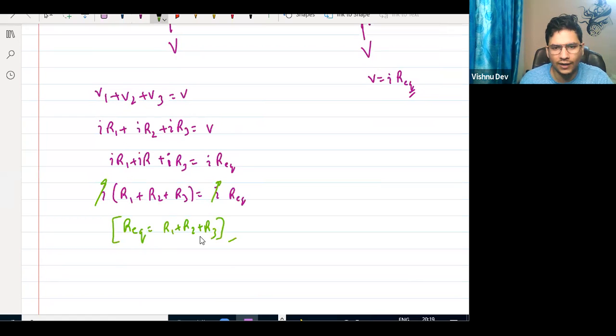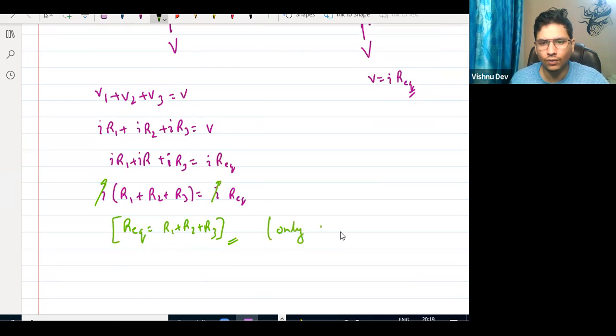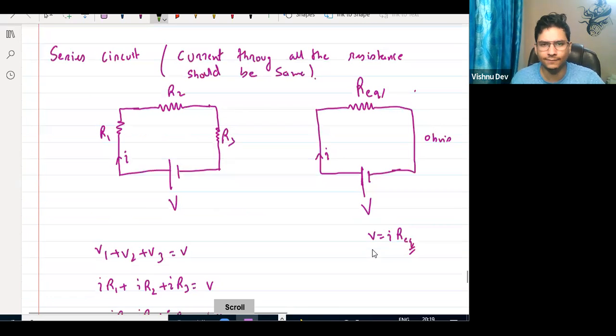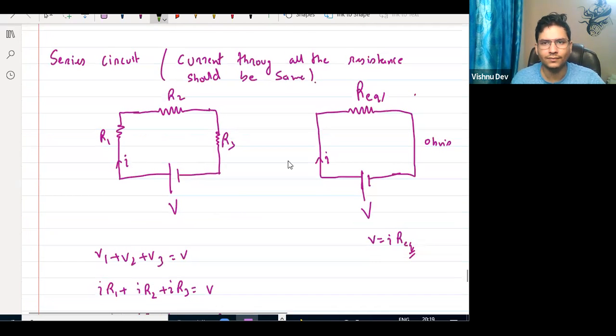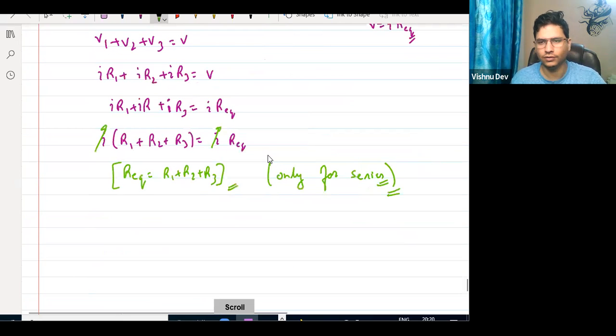But can we use this formula for all circuits? No, right? This is used only for series circuits. What is the condition for series? The same current should flow through all the resistances. Very good.